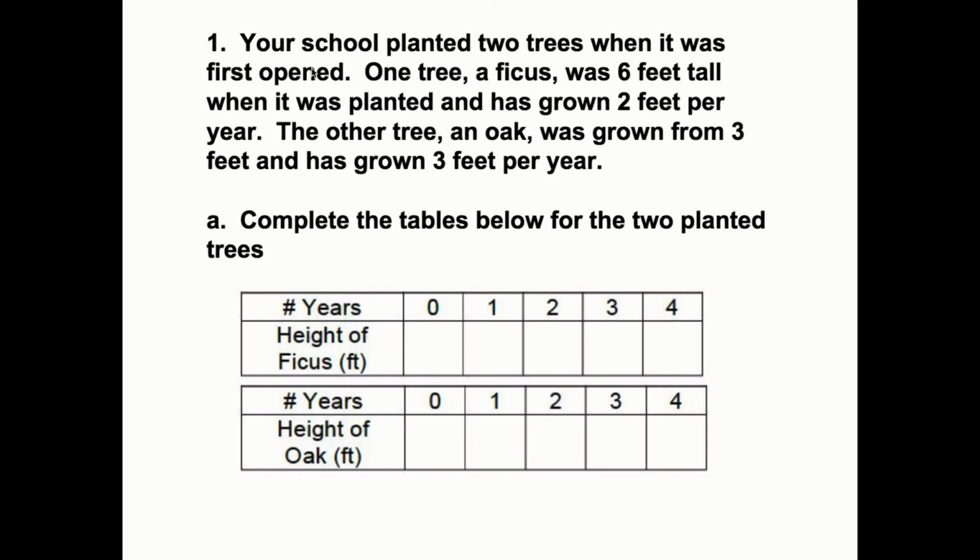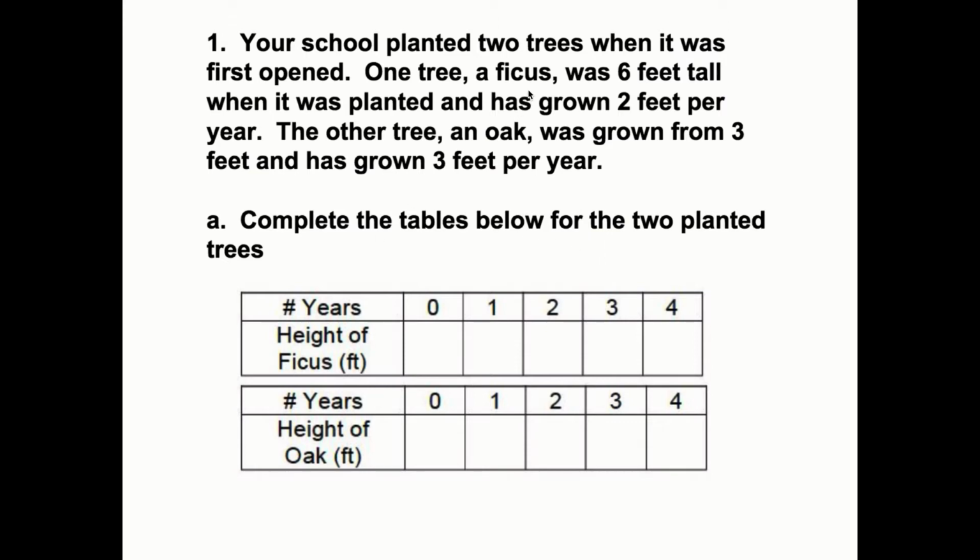So number 1, your school planted 2 trees when it was first opened. One tree, a ficus, was 6 feet tall when it was planted and has grown 2 feet per year. The other tree, an oak, was grown from 3 feet and has grown 3 feet per year. So it says to complete the tables below for the 2 planted trees.